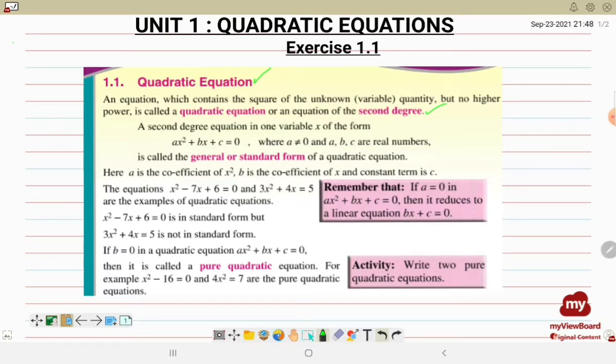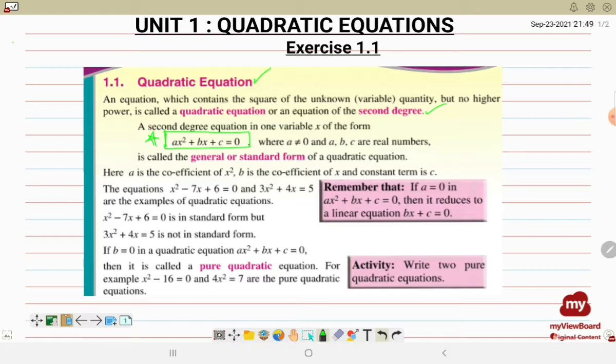Then a second degree equation in one variable x of the form, the general and the standard quadratic form, must be known by you: ax square plus bx plus c equals 0, where a is not equal to 0. Why is a not equal to 0? Because if a becomes 0, then the first term, the square term, will vanish and the quadratic equation will be converted into a linear equation. So here a must not be equal to 0, and a, b, c are real numbers. So this is the general or the standard quadratic equation.